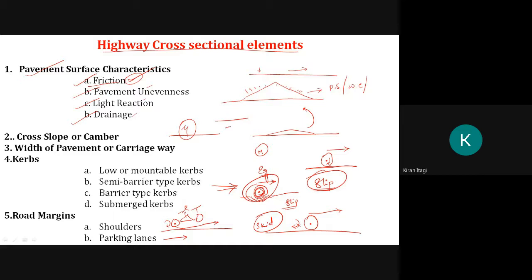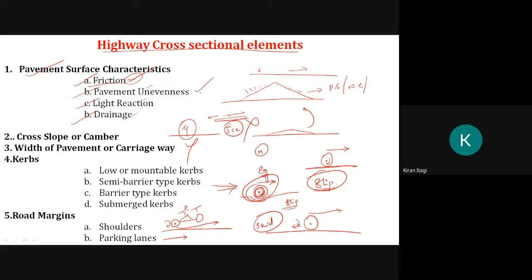For example, if you are running your vehicle on the snow area, in snow area you can see there will be no friction between your tire and the road. The vehicle will be moving in the forward direction or in the backward direction with respect to the terrain or with respect to the gradient. So it should not be like this.